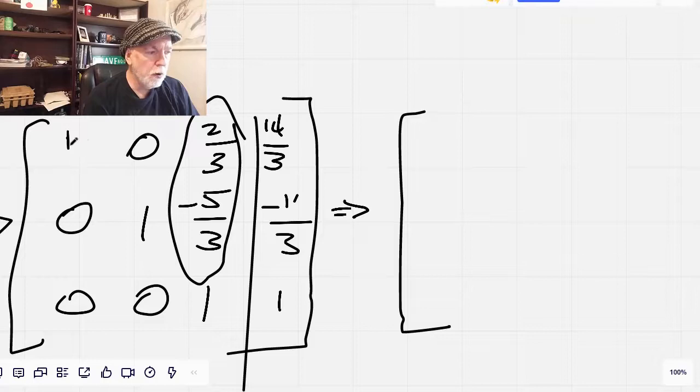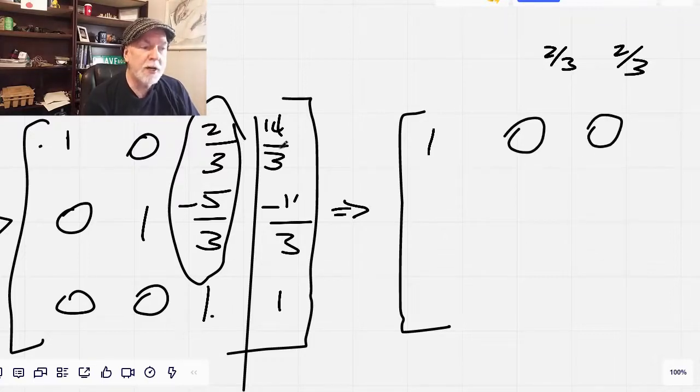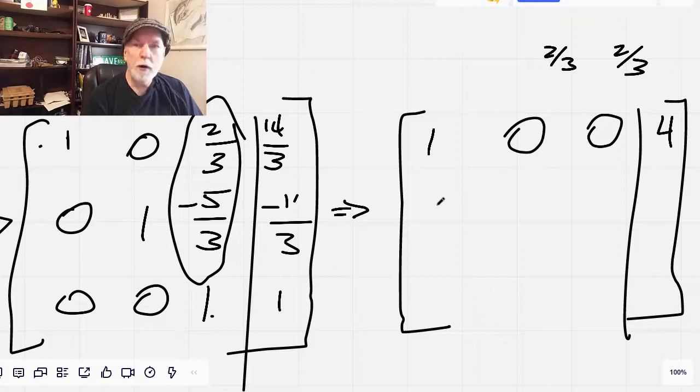From the top row, we'll subtract 2/3 of the bottom row. So that's going to be 2/3 and 2/3. So 1 minus 2/3 of 0, that's just 1. 0 minus 2/3 of 0 is 0. 2/3 minus 2/3 of 1 is 0. 14/3 minus 2/3 of 1, that's going to be 12/3 or 4. Nice number.